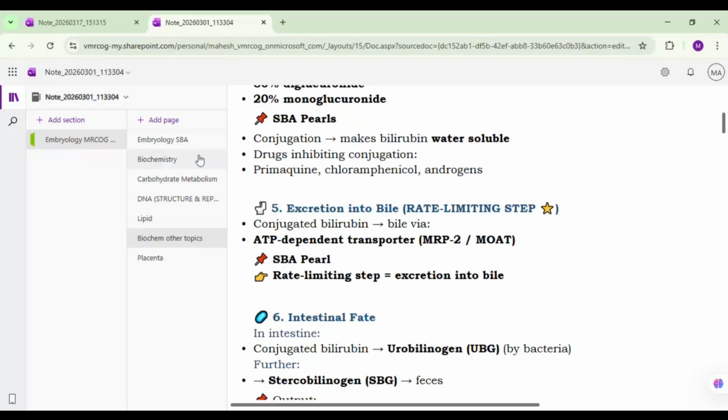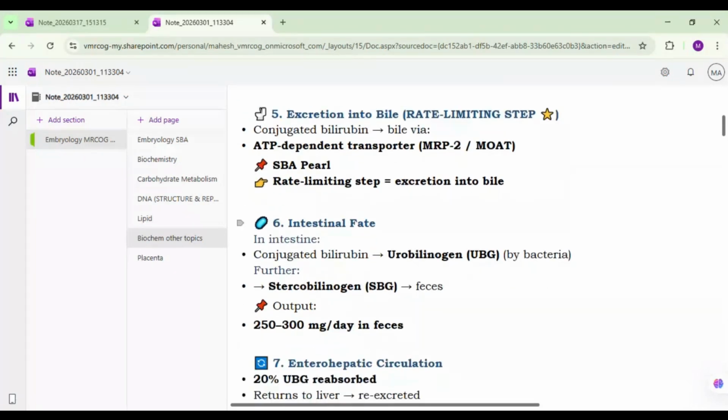So this conjugated bilirubin will go through the bile. What is the further fate? In the intestine, this conjugated bilirubin, which is water soluble, is broken down by the bacteria into urobilinogen. Okay, this urobilinogen is further converted into stercobilinogen, and this stercobilinogen is excreted via the feces. The total output is around 250 to 300 milligram per day in the feces.